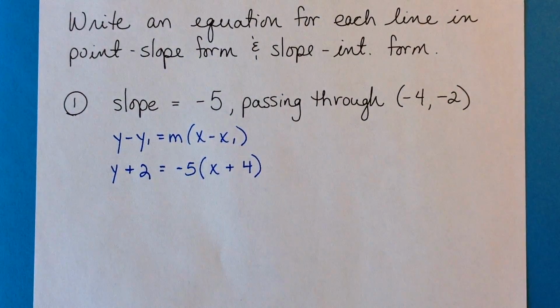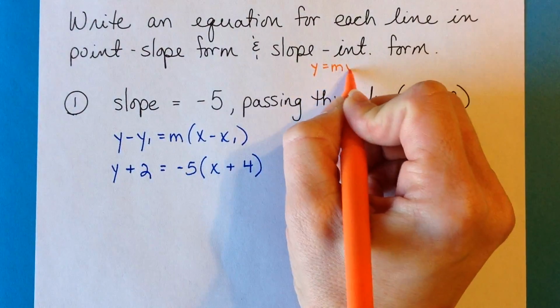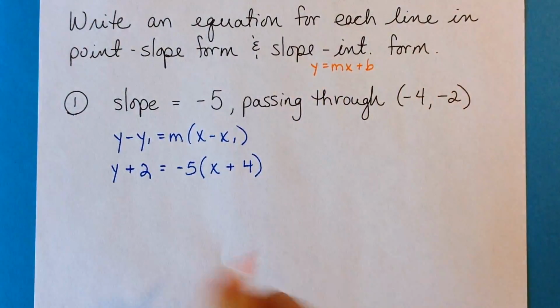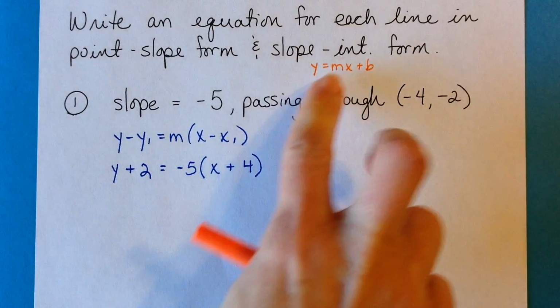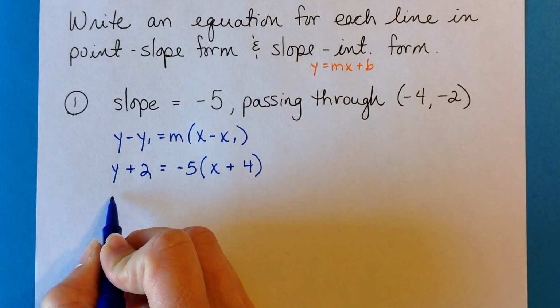So you're going to start out by using your point slope form. Now, do what you need to do in order to make it look like slope-intercept form. Now remember, the slope-intercept form is y equals mx plus b. So we just need to do what's necessary to make this look like this. So first of all, you need to distribute your -5.